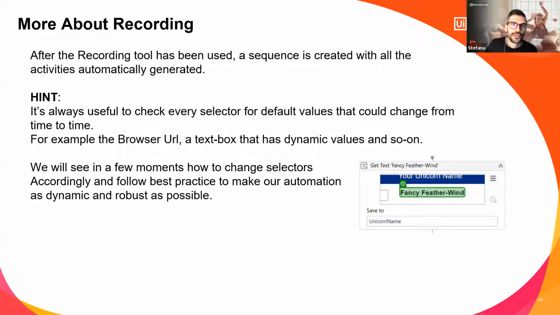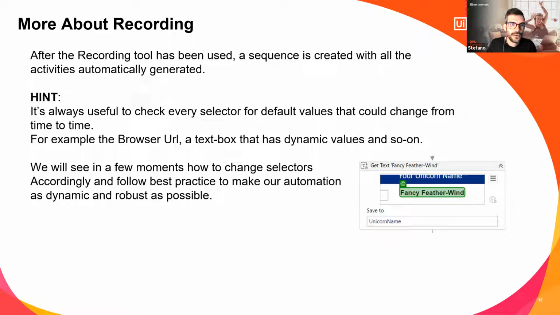As I said before, after the recording has been used, it automatically creates a sequence, and it's always useful to check the selectors that have been created by default, because there are some applications and some websites that have selectors that are not so reliable, so they can change during runtime. For example, for a browser, the URL can change, so you can maybe do some tweaks and changes on the selector after it has been recorded. We will see later in the session how to work with selectors.